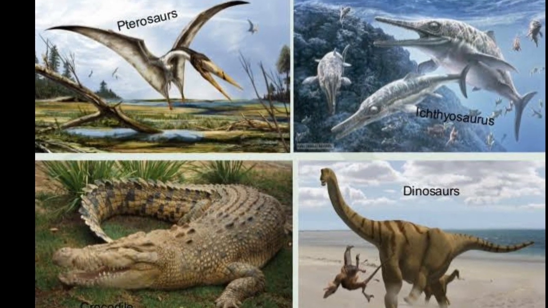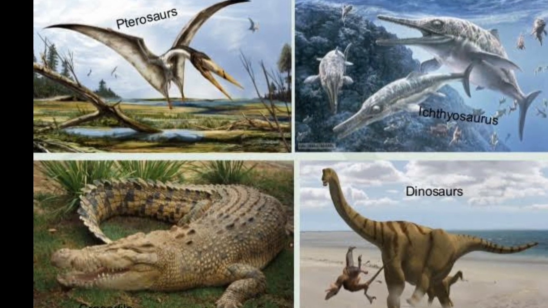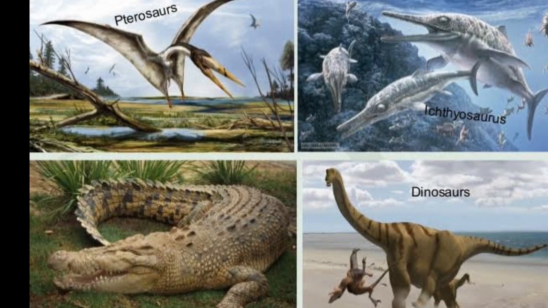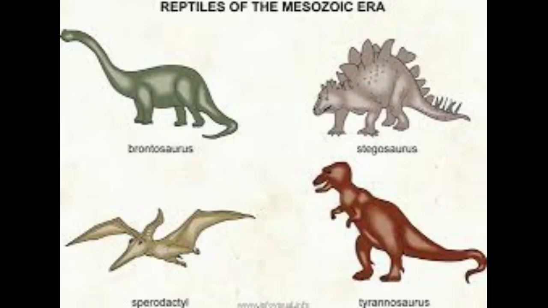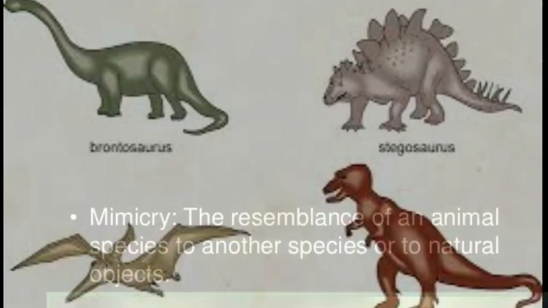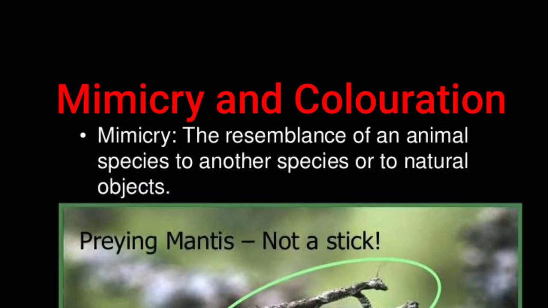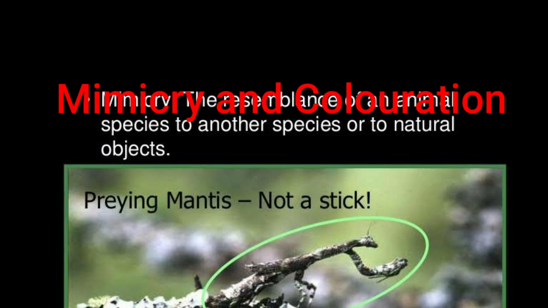There were many groups of reptiles which contained many species, that was dinosaurs, marine reptiles, lizards, tortoises, and mammals were not much evolved. In the next part there is a study of mimicry and colorations in animals.